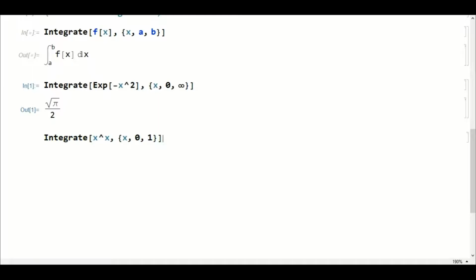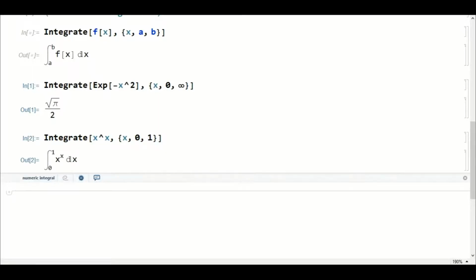Now if I execute this, see what answer is coming. It is showing the integral from 0 to 1 of x to the power x dx. Now this is not the thing which you were expecting. So one thing you can do for the numerical value is write double slash and capital N. So this will give you the value.